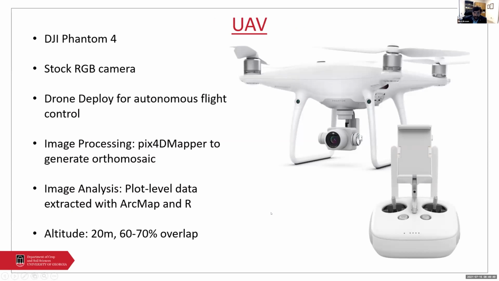The drone we're using is a Phantom 4 equipped with the stock RGB camera. We're using DroneDeploy for the flight control, Pix4D Mapper for image processing, and ArcMap and R for image analysis. We're flying at an altitude of 20 meters with 60 to 70% overlap front and side.